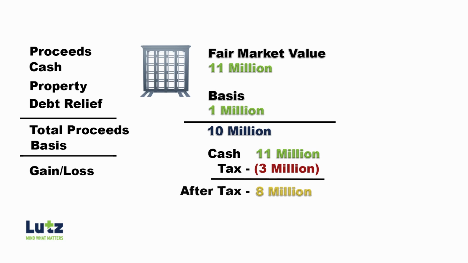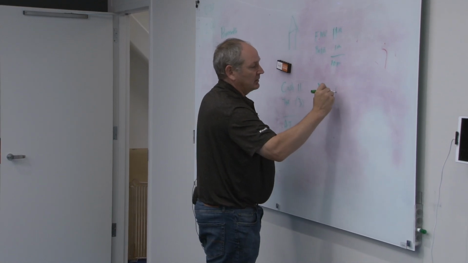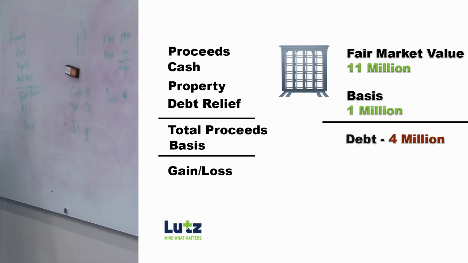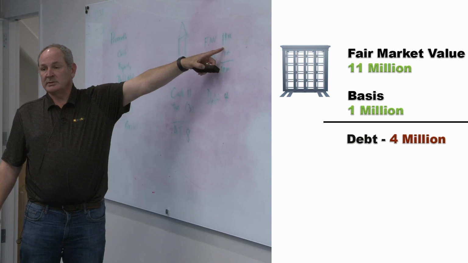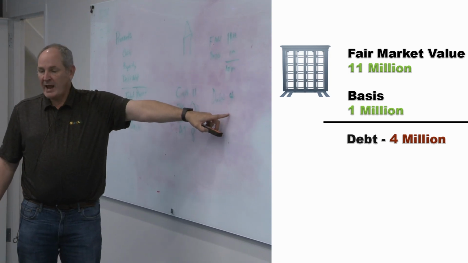$8 million. Okay? So what if we now say fair market value is 11, basis is 1, and I have debt of 4? There's debt on the building of 4. How much is the building worth? The only thing you'll ever get out of this building is $11 million. How much cash are you going to get?